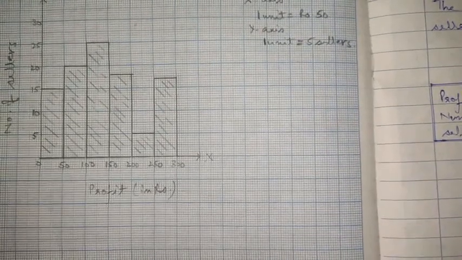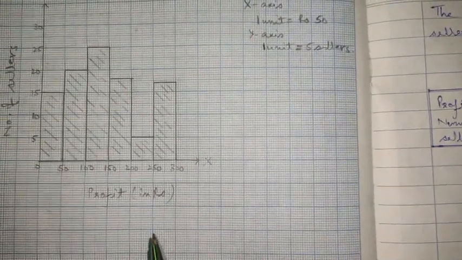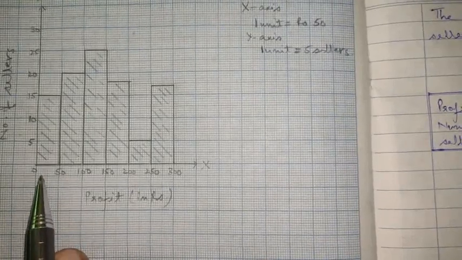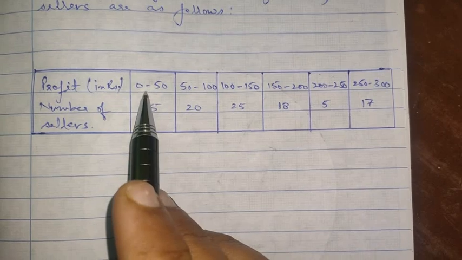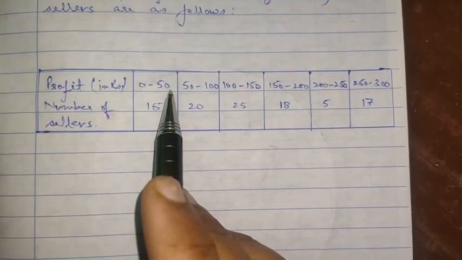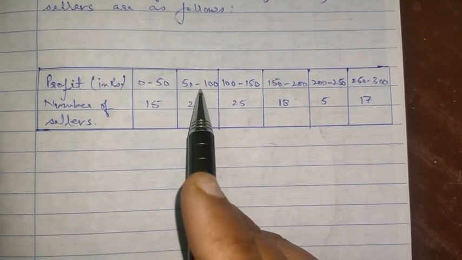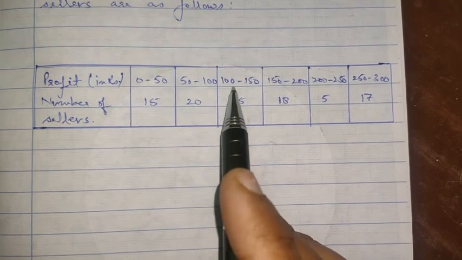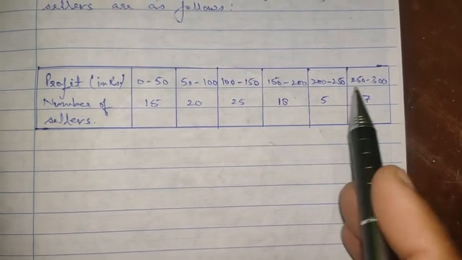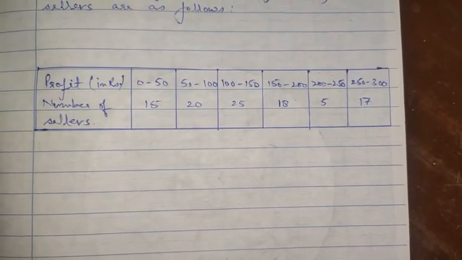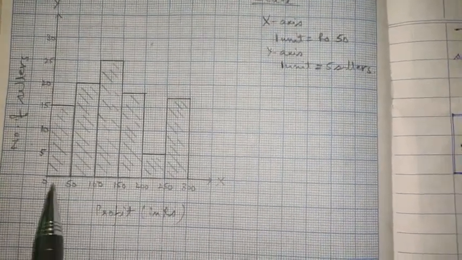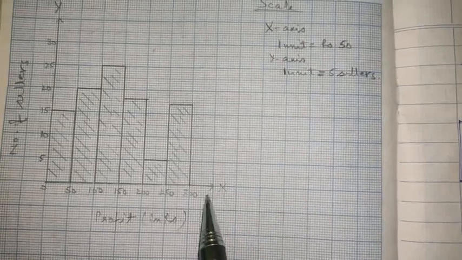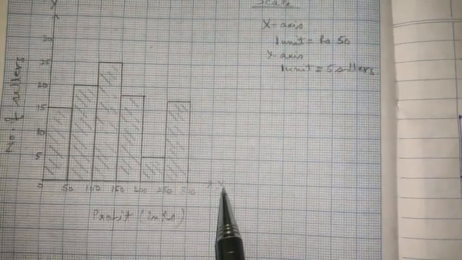Just remember this part. Now, always remember the classes that are mentioned. This is the first class from 0 to 50, from 50 to 100. This is the second class, 100 to 150, 150 to 200, and so on. These are the classes. So you are going to express the classes on the x-axis, that is this horizontal line, which I have marked with an arrow. This horizontal line is termed the x-axis.